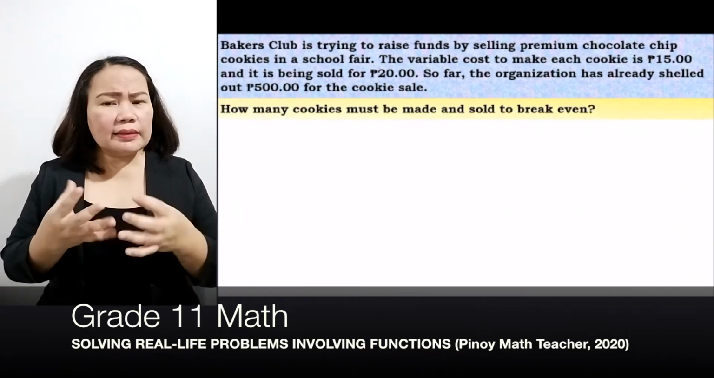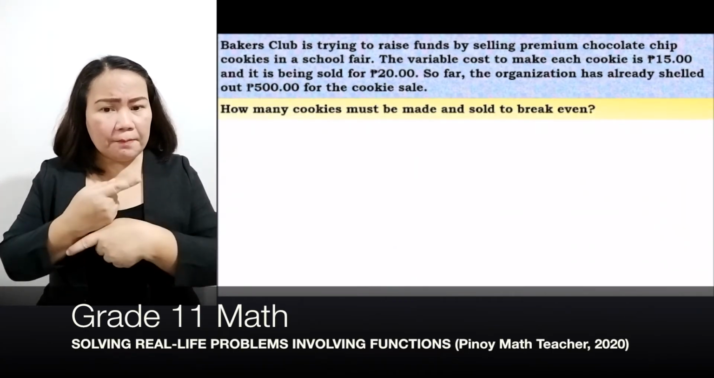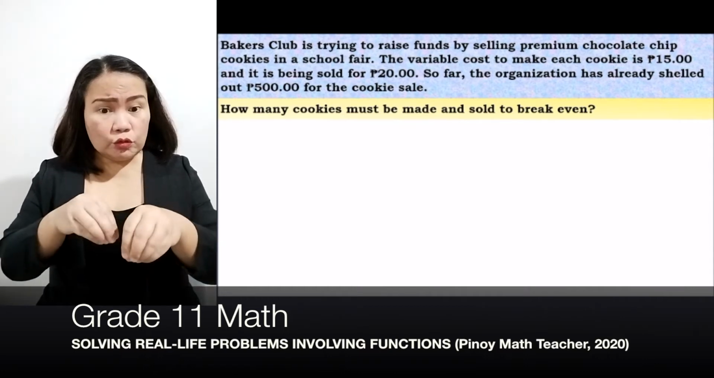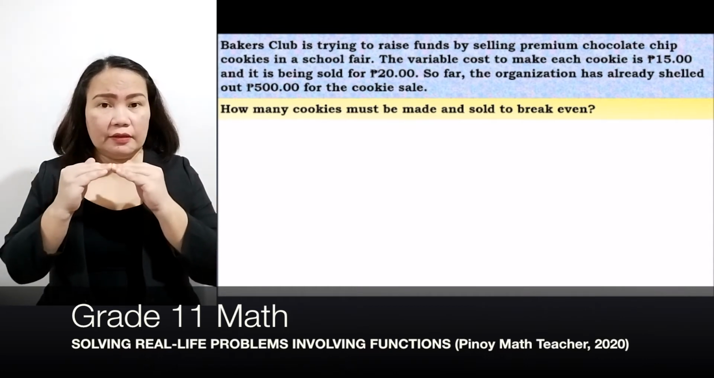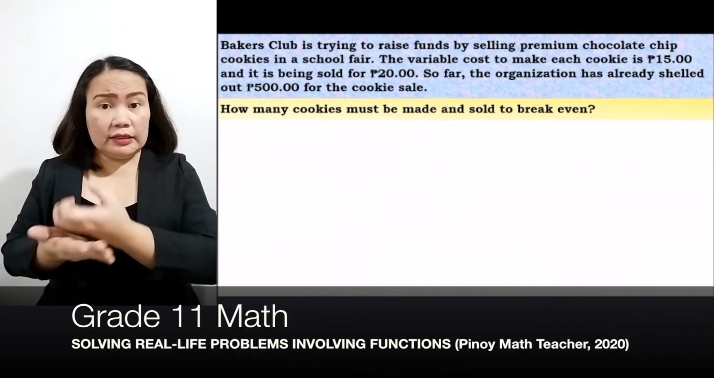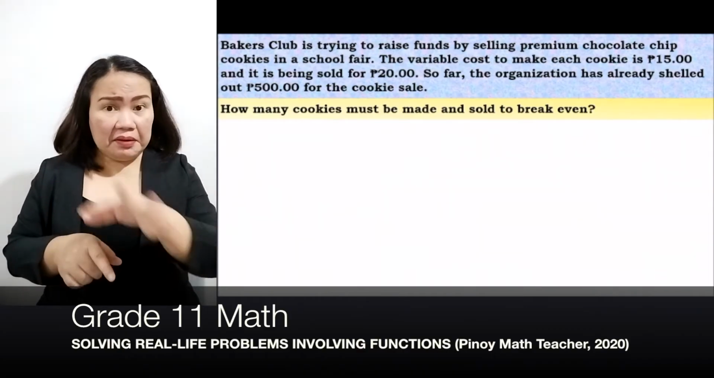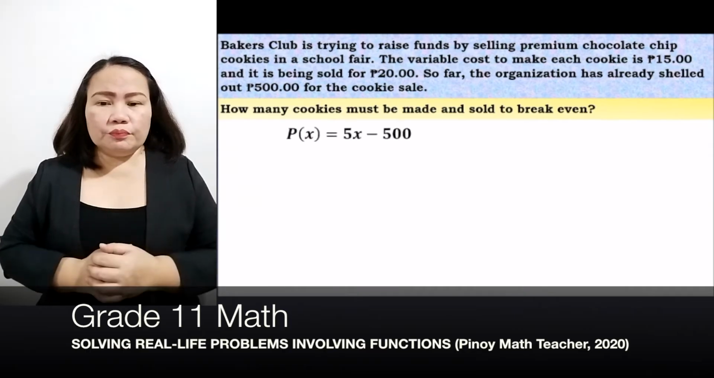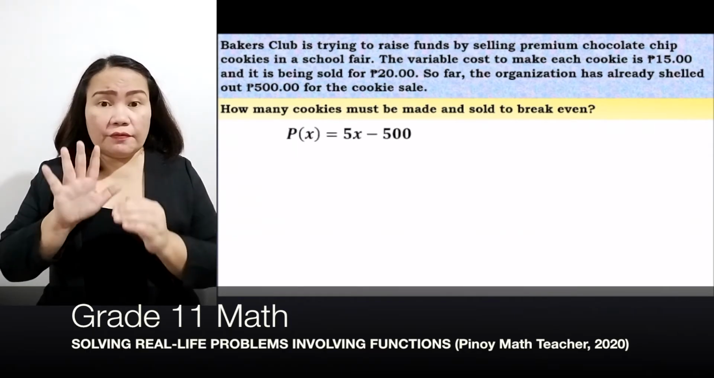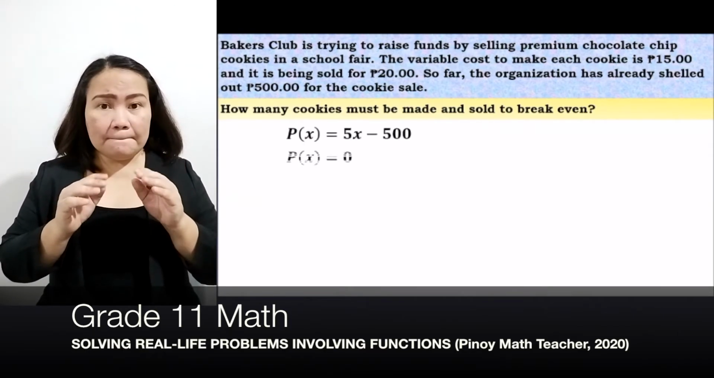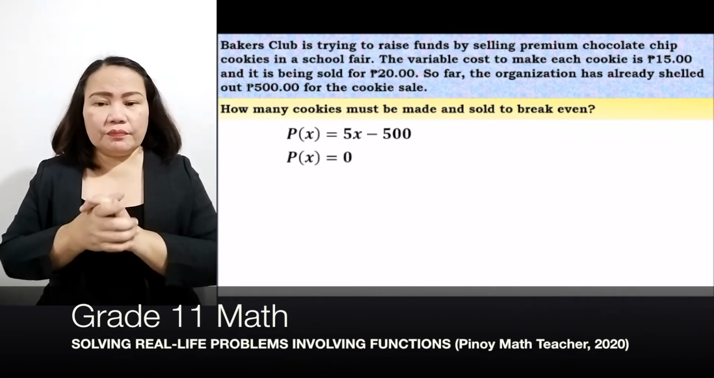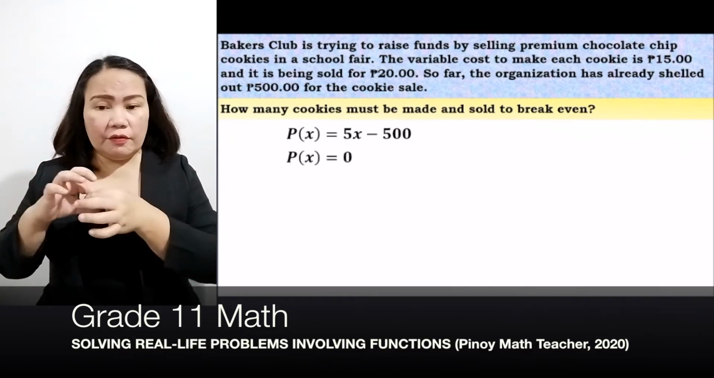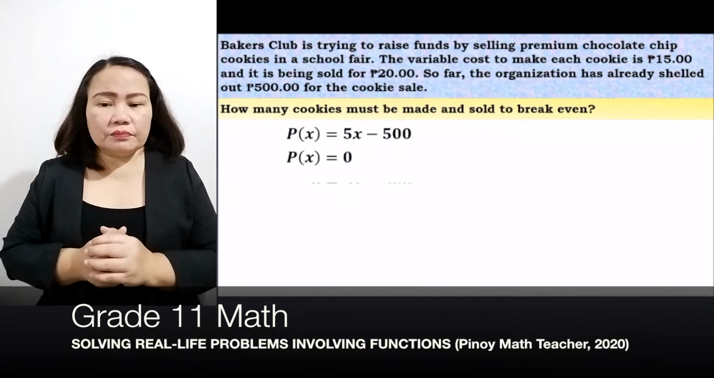How many cookies must be made and sold to break even? Sa break even, ito yung point kung saan nailabas mo na lahat ng expenses pero ikaw ay hindi pa kumikita. Ibig sabihin, P of X equals 0. Ayan, so P of X equals 5X minus 500. Sa break even, P of X equals 0. So papalitan natin yung P of X natin ng 0.